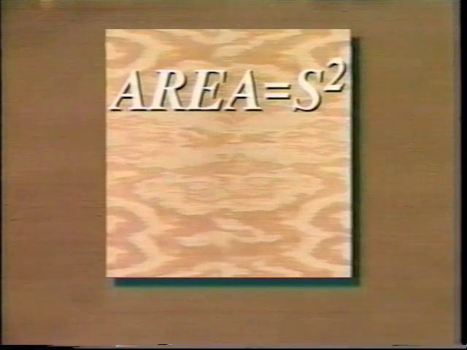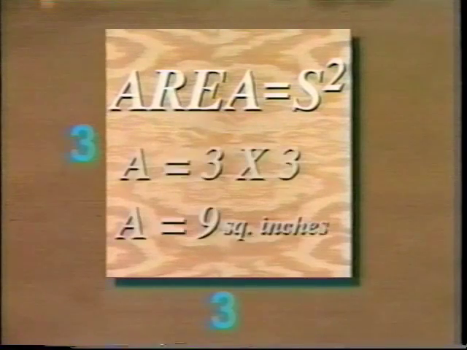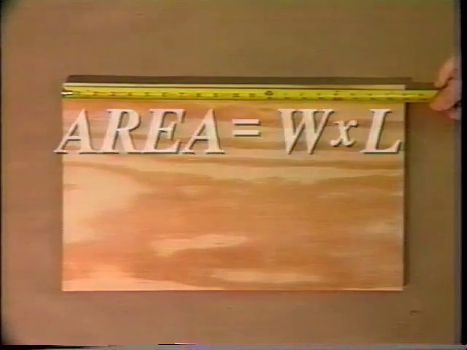For example, the formula for the square is area equals side times side. If a square measures 3 inches on each side, then the area of the square is 3 times 3, which equals 9 square inches. To determine the surface area of a rectangle, simply multiply the width of the rectangle by the length. The answer is measured in square units.